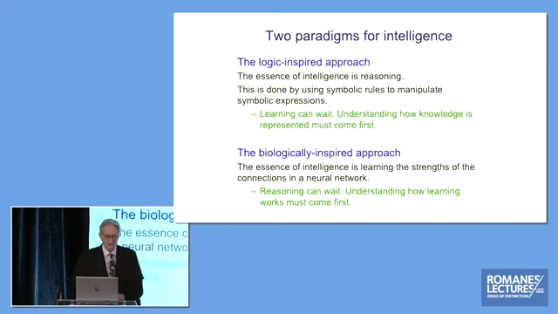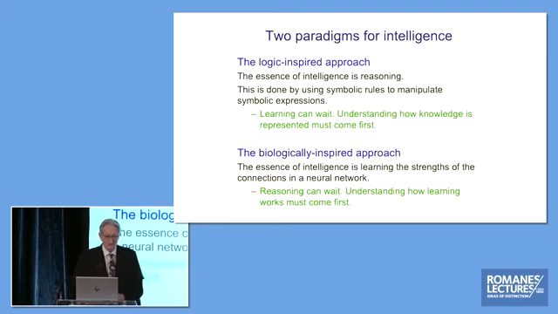The biologically inspired approach is very different. It thinks the essence of intelligence is learning the strengths of connections in a neural network, and reasoning can wait. Don't worry about reasoning for now. That'll come later once we can learn things. So now I'm going to explain what artificial neural nets are, and those people who know can just be amused.